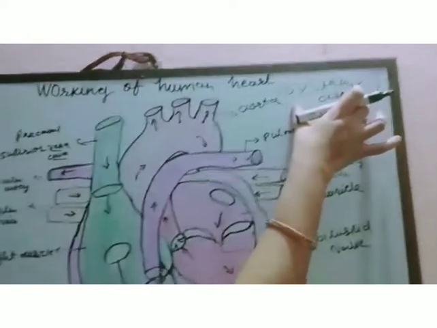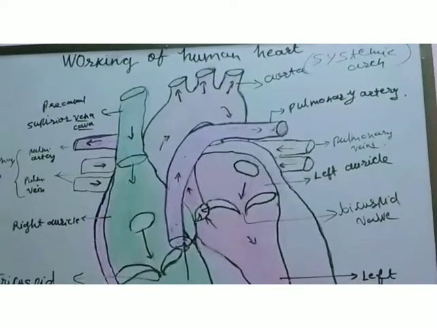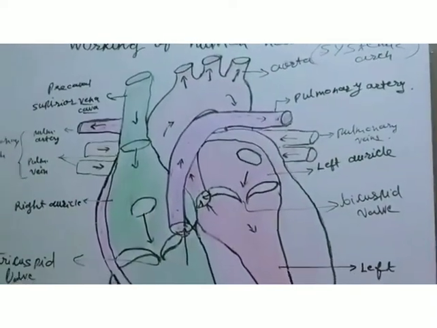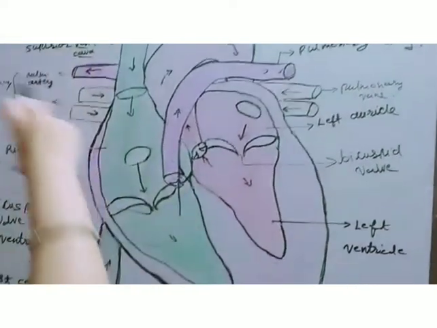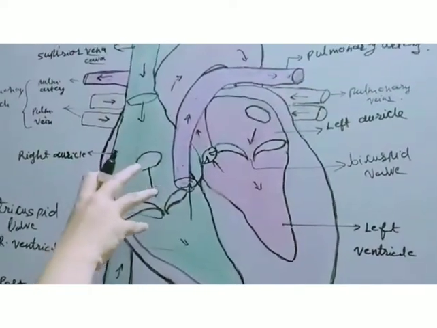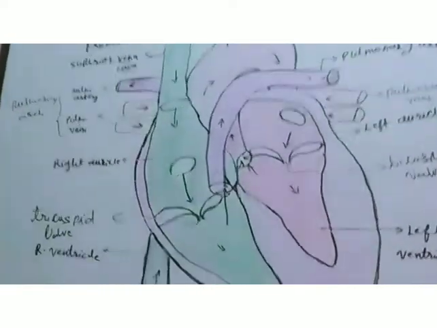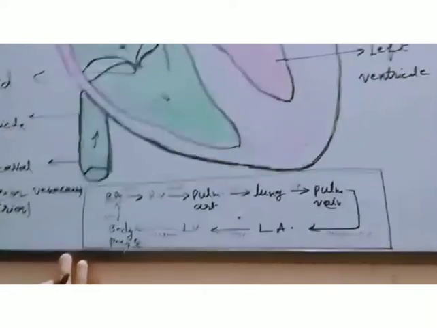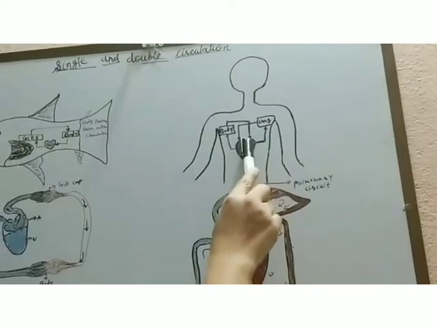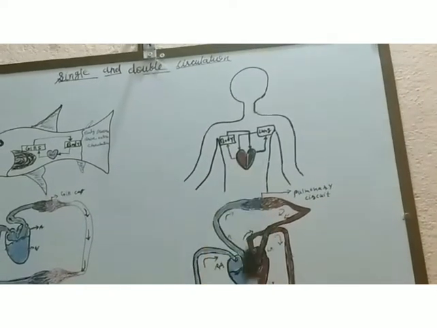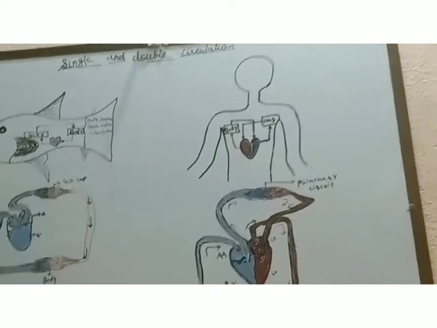So the systemic arch is the arch of arteries which carry oxygenated blood from the heart and distribute it to all parts of the body, and the pulmonary arch receives deoxygenated blood from the heart and takes it to the lungs. This is the way of circulation of blood in the human heart. I told you, the human heart receives blood 2 times and distributes it 2 times. That is called the double circulation of blood.